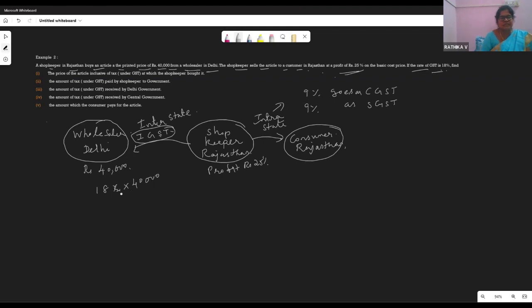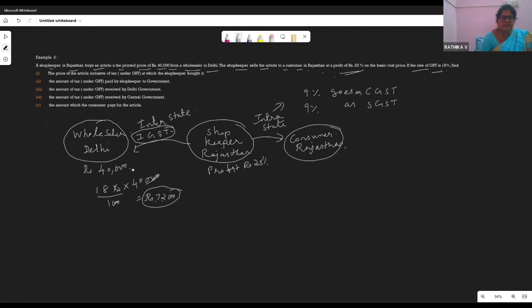So I change it to 18 by 100. So the amount, how much can anyone say? 18%, I think already calculated. It is rupees 7,200. So the IGST amount the shopkeeper actually paid to the central government is 7,200. This is IGST, not CGST. Now his cost price is 40,000 plus this 7,200.